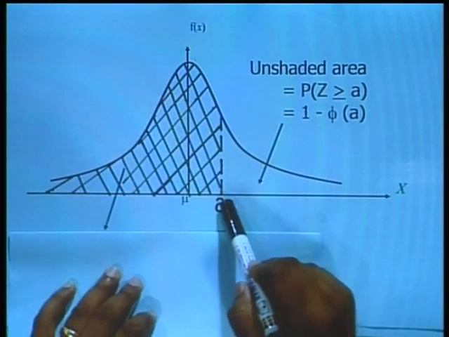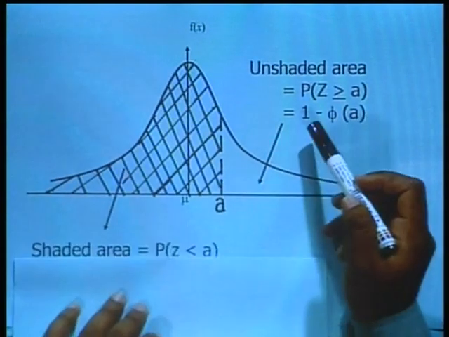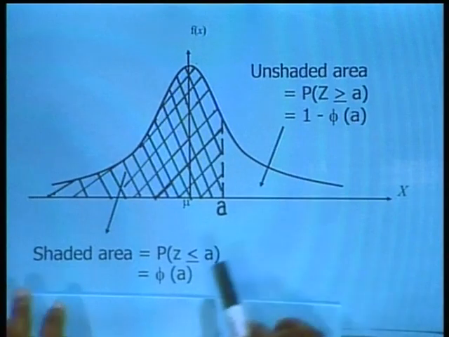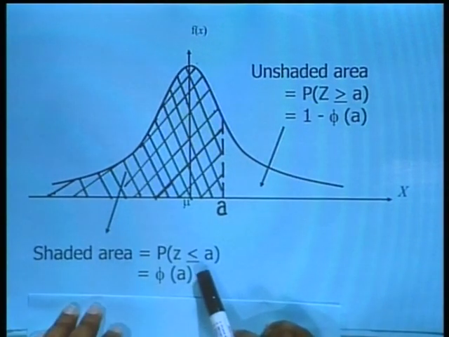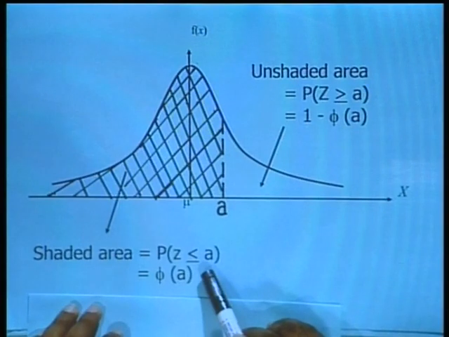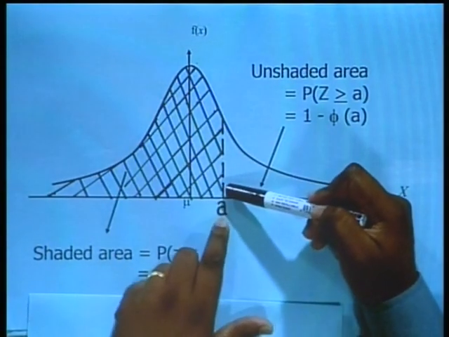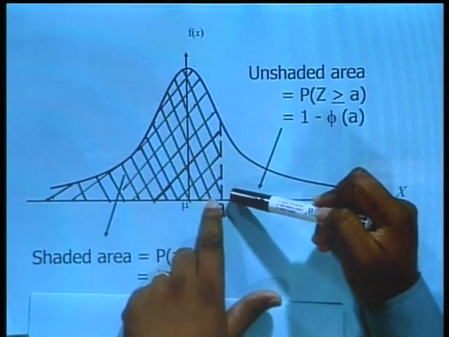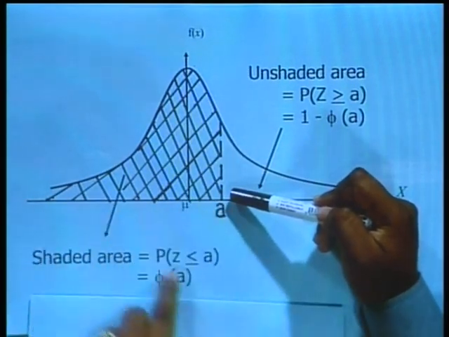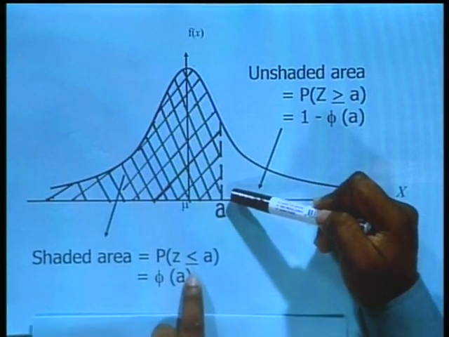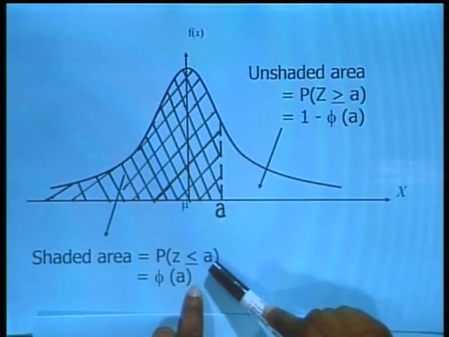The same principle will apply if you have to calculate the area under the standard normal curve. Suppose that we have to calculate the area under the standard normal curve representing the probability Z is less than or equal to A. So the way you would do that, you would first of all locate A and then shade the area to the left, because we want area representing Z less than or equal to A.